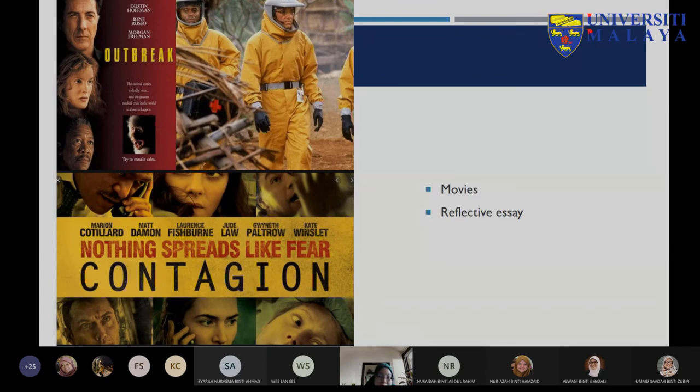For example, Contagion and Outbreak are basically viral pandemics, so we use them for the students to understand more about how it is being done, what the policies are, what a pandemic is, and using that to write a reflective essay, and also looking at the microbial part of it.